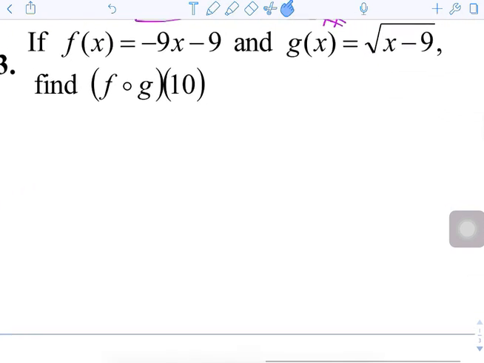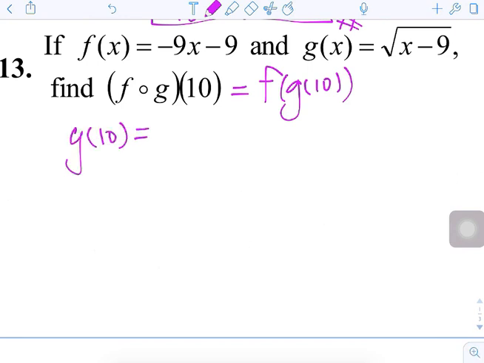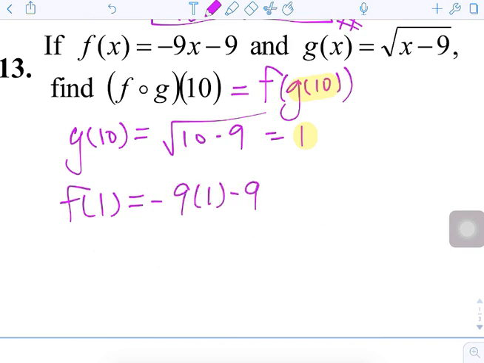Okay, let's try number 13. Number 13. So the same procedure. I'm going to let you guys try really quickly. Okay, so f of g of 10, the equivalent way to write this. So inside out, g of 10, which will be 10 minus 9, which will be 1. Now I have 1, so that's replaced. So f of 1 will then simply be negative 9 minus 9, which will be negative 18.